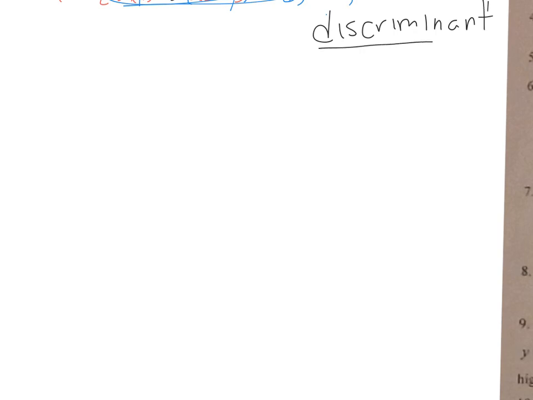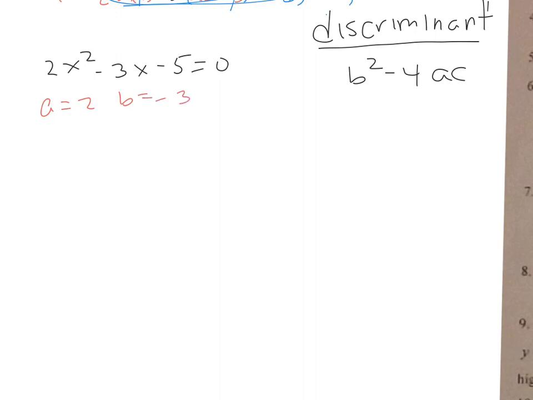It's what's under the radical of the quadratic formula. So that's b squared minus 4ac. Just knowing that number tells me what kind of roots we will have. So let's take a look at the first one. We have 2x to the second minus 3x minus 5 is equal to 0. So a is equal to 2, b is equal to -3, and c is equal to -5.